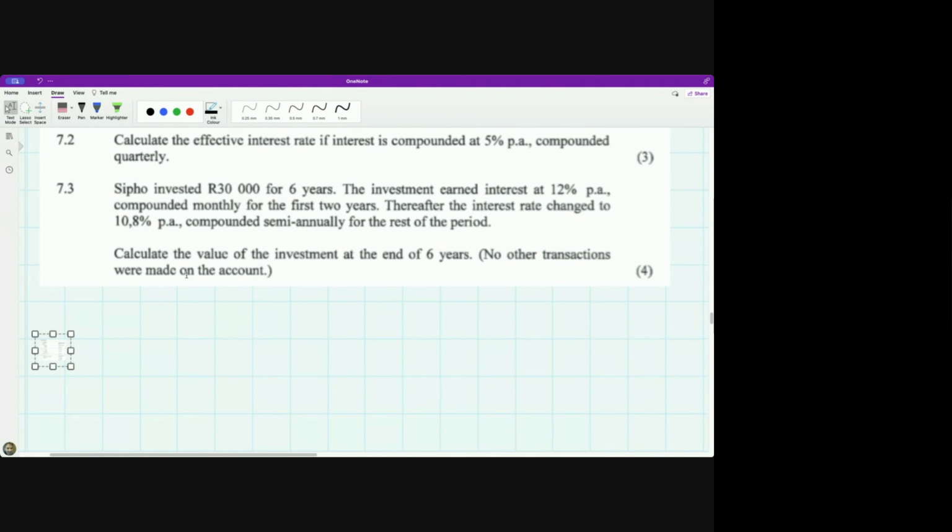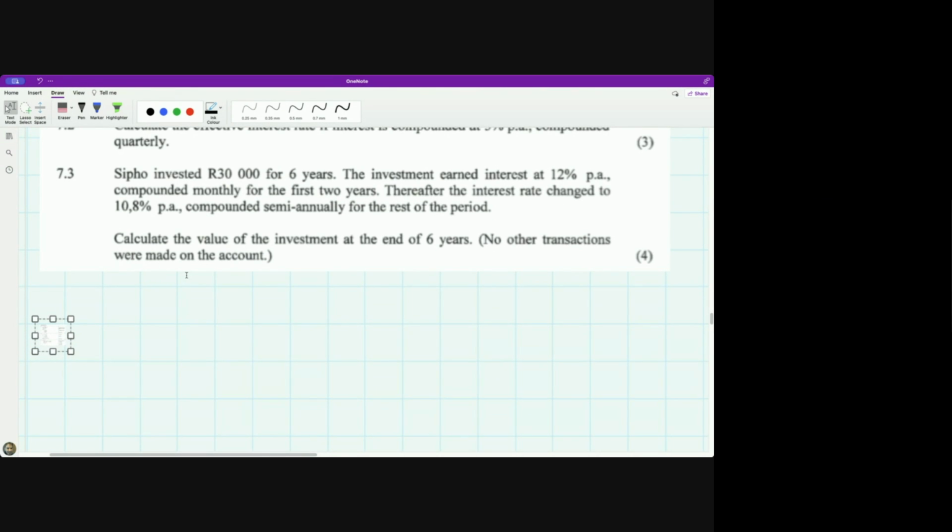Okay. So in the land of financial maths, we have this thing called interest, where it's increasing in value, and depreciation, where it's decreasing in value. And that's what we spent quite a bit of time working on over the last while. In reality, when they ask you these questions, they don't say which one it is. You have to recognize. So let's look at 7.3. It says Sipo invested 30,000 for 6 years, and the investment earned interest at 12% per annum, compounded monthly.